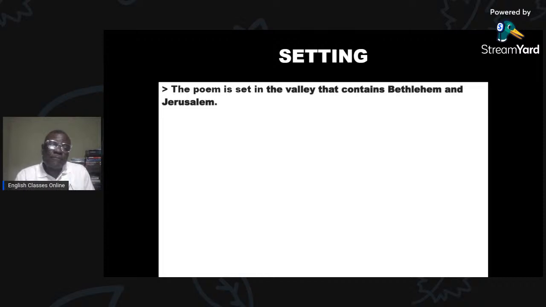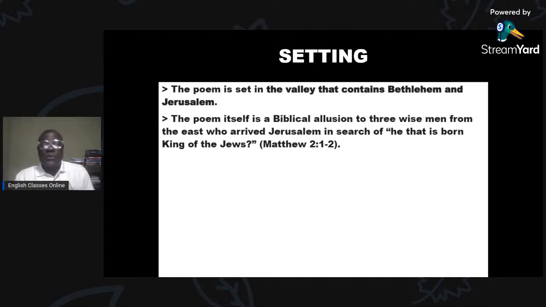Let's look at the setting. By the way, setting refers to the place and time within which the actions of a literary work are situated. And you know, this is a narrative poem, so we want to look at the setting as well. The poem is set in the valley that contains Bethlehem and Jerusalem. Of course, you know that the poem itself is a biblical allusion to the three wise men from the east who arrived in Jerusalem in search of he that is born King of the Jews.